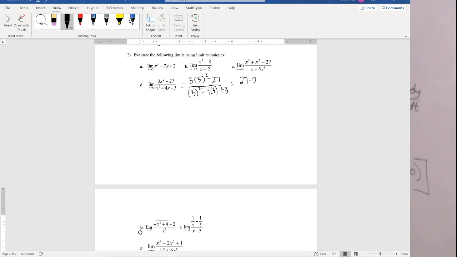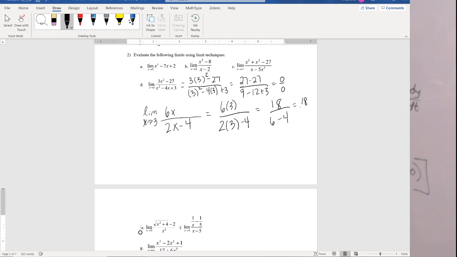So this is going to be 27 minus 27, and we're going to have 9 minus 12 plus 3. So we're going to get 0 over 0 again. So let's say this time I didn't recognize I could factor. So let's use L'Hopital's rule. It says take the derivative of the top and the bottom. So we're going to get 6x up top. On the bottom we're going to get 2x minus 4. So we would substitute again. Looks like we get 9.